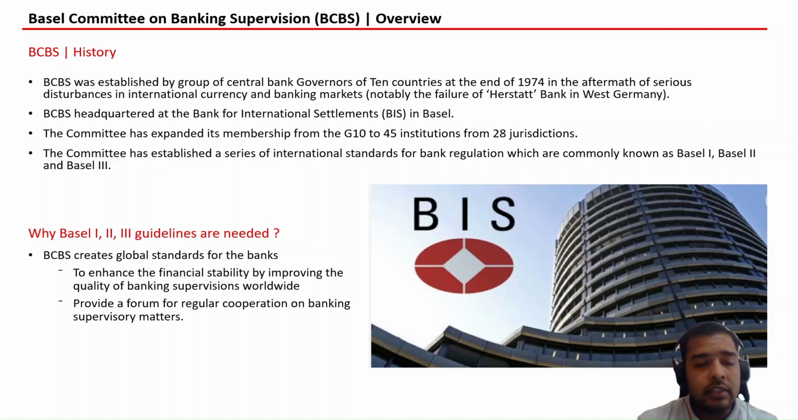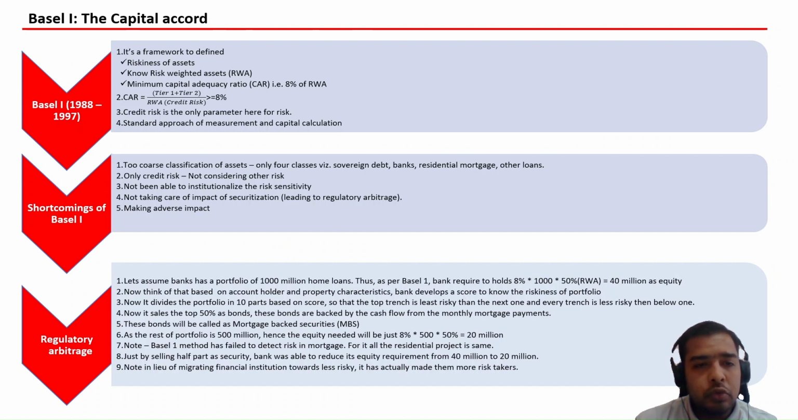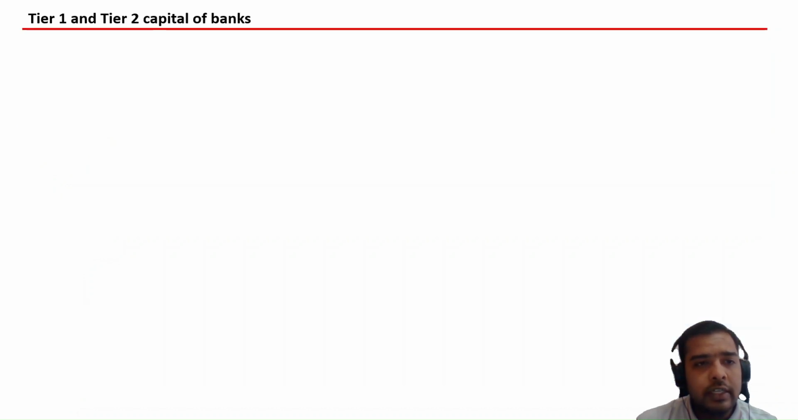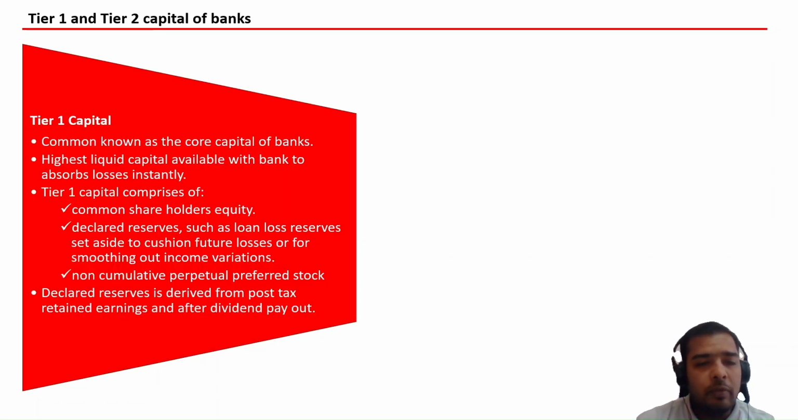During the discussion of Basel I, we mentioned that a bank has to keep its minimum capital requirement as per the guidelines in the form of Tier 1 and Tier 2 capital. So first let's get a quick overview of what Tier 1 and Tier 2 capital of a bank are, and what they comprise.